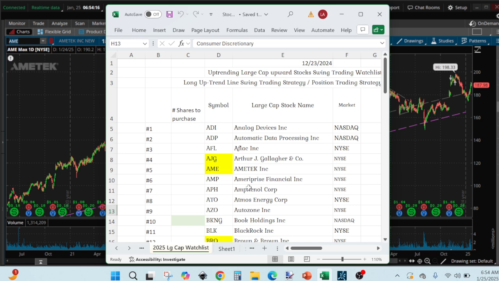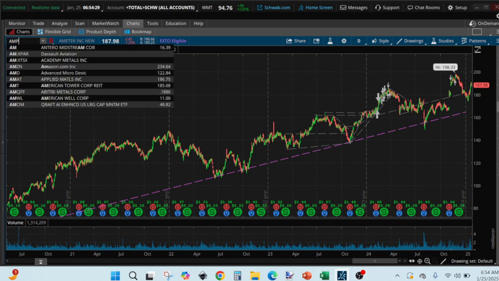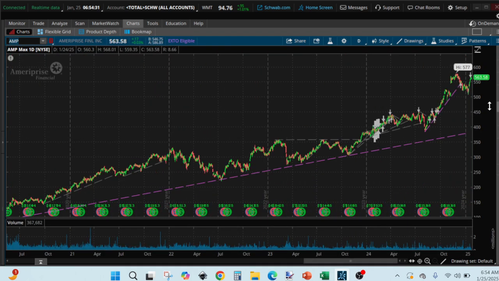That's how you trend from a lower trend line to a higher one, depending on what you think your stock is doing. AMP. AMP, we bought it there and we sold it there, so it's not in the portfolio anymore at the moment.